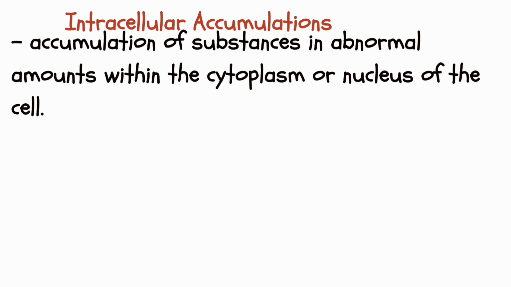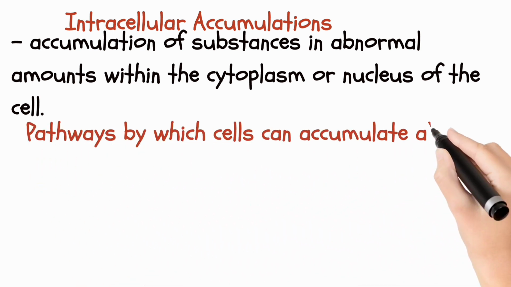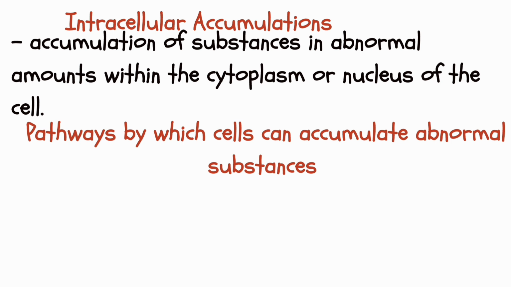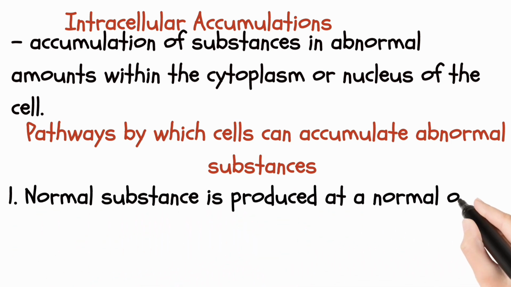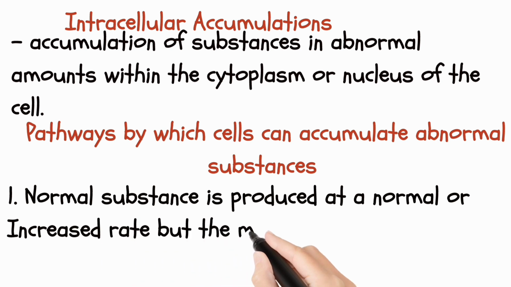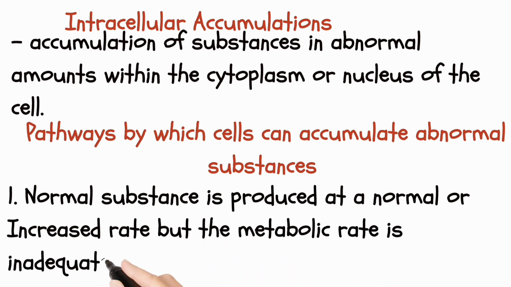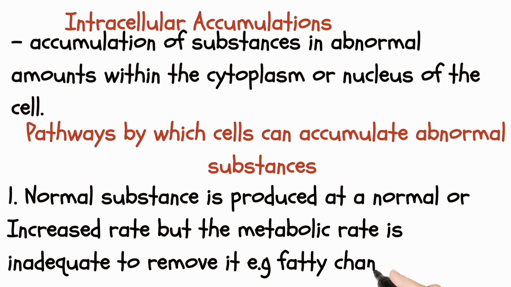There are three pathways by which cells can accumulate abnormal substances. The first one is that a normal substance may be produced at a normal or an increased rate, but the metabolic rate is inadequate to remove it. An example of this type is fatty change, which I have explained.